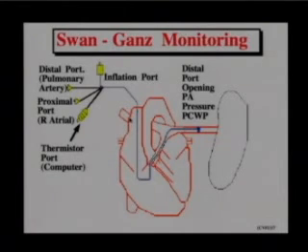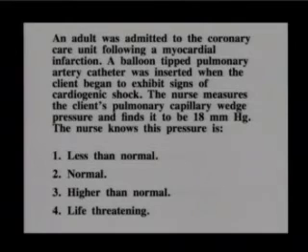So let's look at a question. An adult was admitted to the coronary care unit following a myocardial infarction. A balloon-tipped pulmonary artery catheter was inserted when the client began to exhibit signs of cardiogenic shock. The nurse measures the client's pulmonary capillary wedge pressure and finds it to be 18 millimeters of mercury. The nurse knows this pressure is less than normal, normal, higher than normal, or life-threatening. And the best answer here is number 3. It is higher than normal.